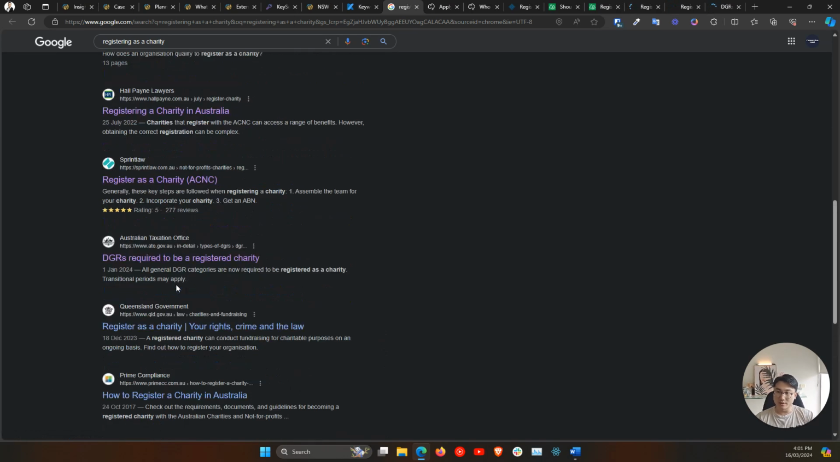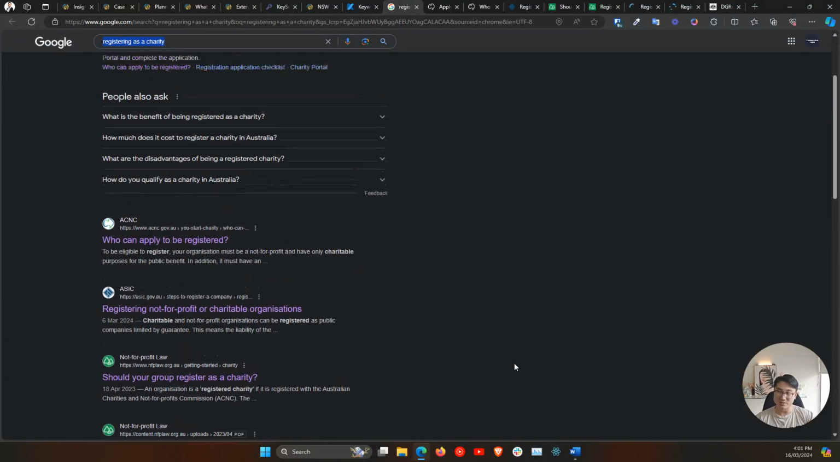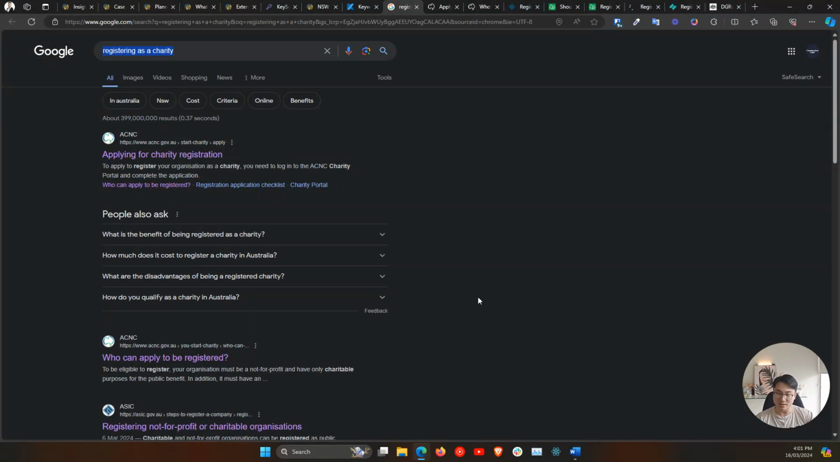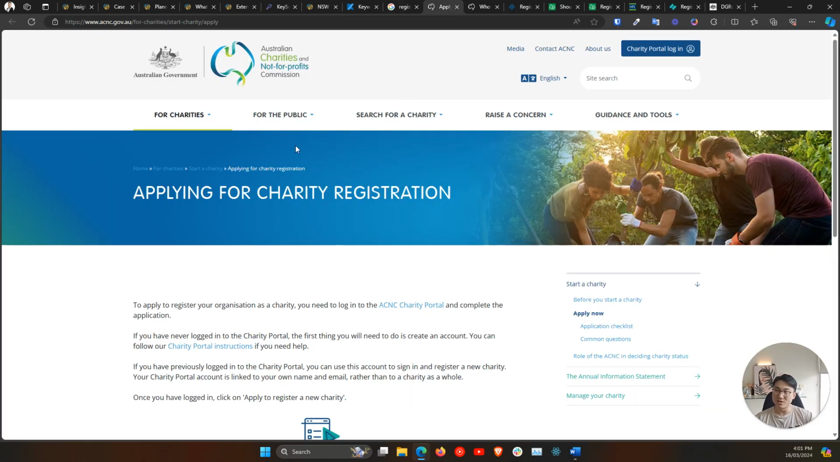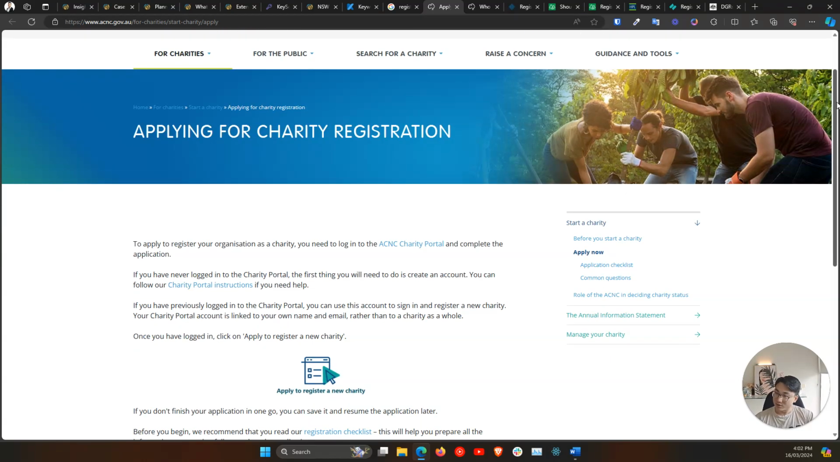So registering as a charity is still a pretty broad search term because, again, there could be a lot of different intentions when Googling this, right? There could be people who want to know how to register as a charity. There are people who want to actually register as a charity, like they're actually wanting to do it as opposed to wanting to find out more about how to do it.